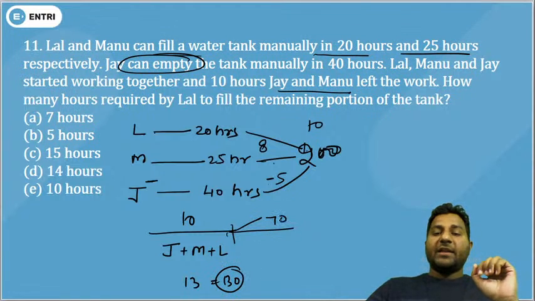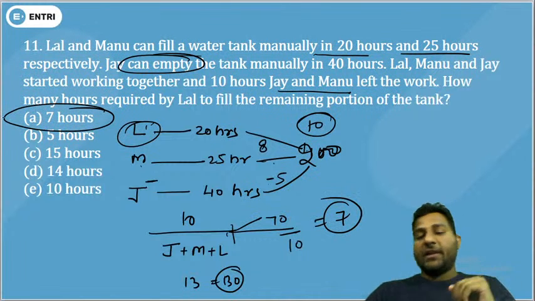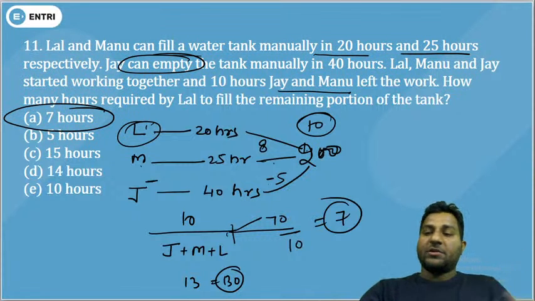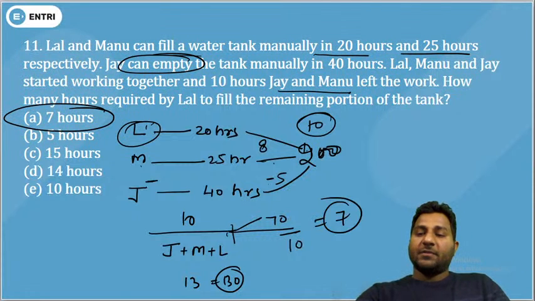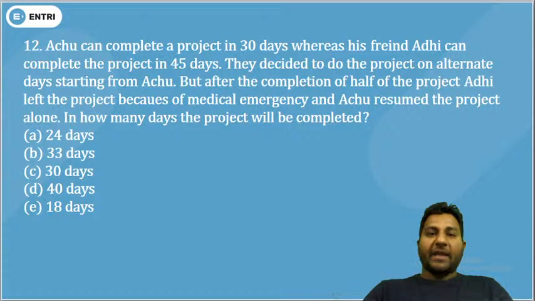That means only 70 work has been left for what? For him. For which person? Jay and Manu have gone. That means only Lal has been left. So Lal will do the remaining 70 work in 7 days. Okay, my fault. I couldn't watch the complete question because I was looking at the comments. Yes, okay. Clear. Next question.